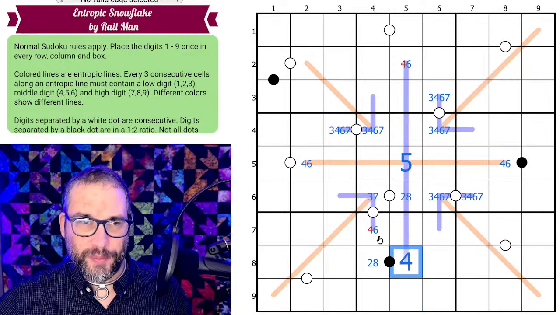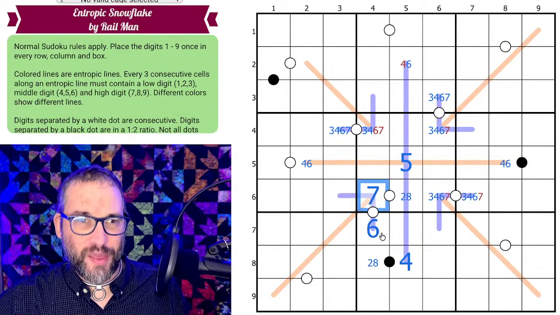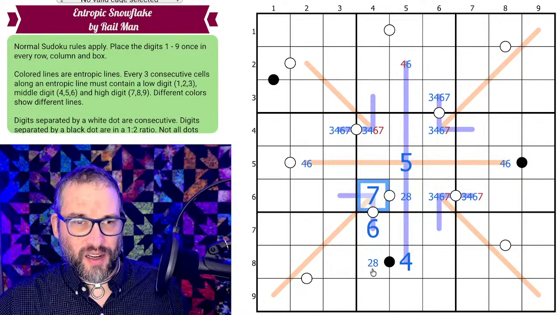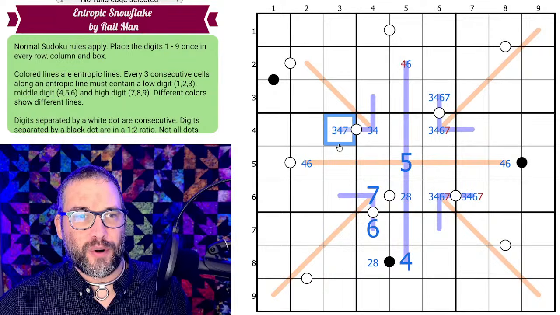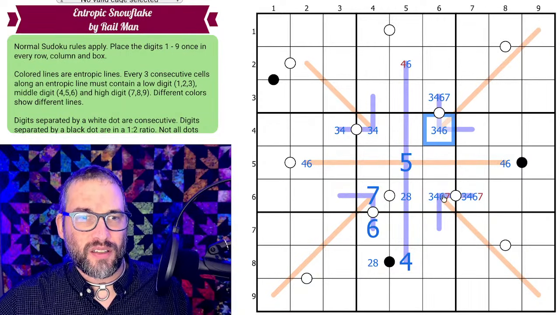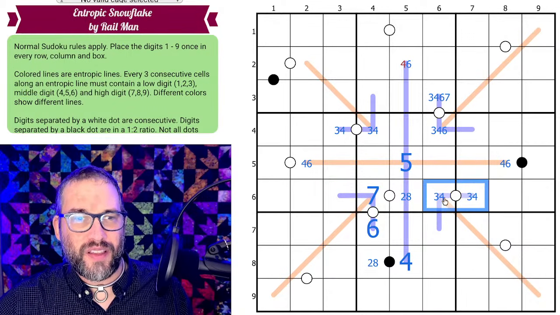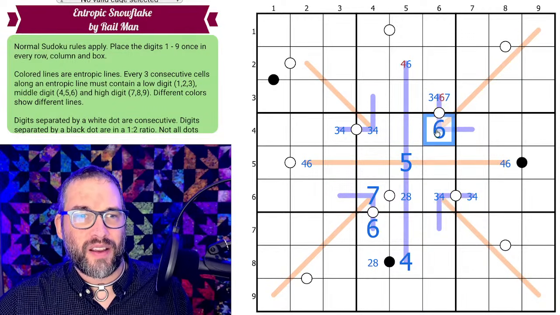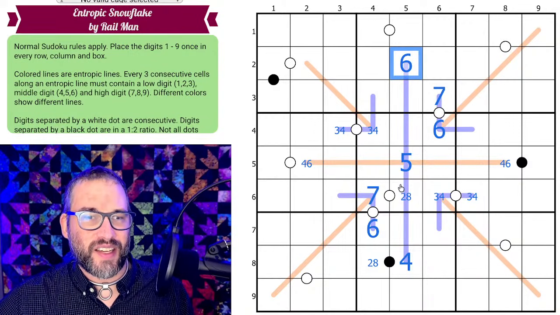Okay, so we get a 6 there, a 7 there. This is a 3 or a 4. Therefore, this is also a 3 or a 4. 7's gone, so this is a 3, 4 pair. Now this is a 6, and that's a 7. That's a 6.